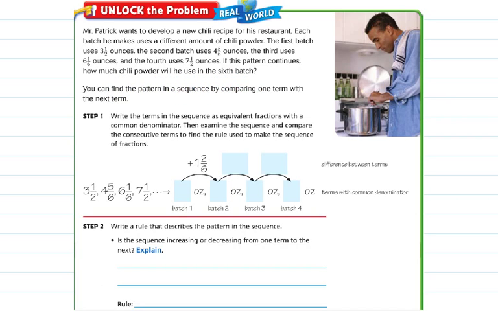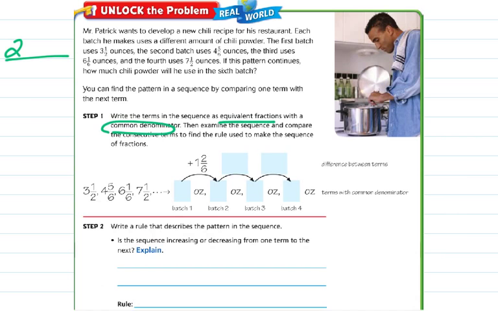So boys and girls, what we're going to do is build off what we know in the sequence to figure out the unknown quantities in the sequence. It says you can find the pattern in a sequence by comparing one term with the next term. So step 1, write the terms in a sequence as equivalent fractions with a common denominator. Right now, we have to look at all the fractions that we have here, and we see 2 and 6. So we would have to use the common denominator between 2 and 6.